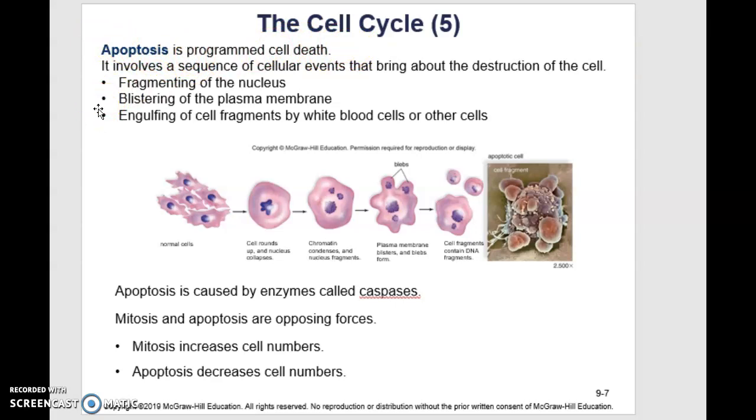So it's going to fragment and blister, and then our white blood cells can engulf those cell fragments and dissolve them into pieces that we can use to make new cells again. Also, keep in mind, mitosis and apoptosis are the opposite of each other. So mitosis is going to increase cell numbers, where apoptosis is going to decrease the cell numbers. They're complete opposites, and they're both very, very important.